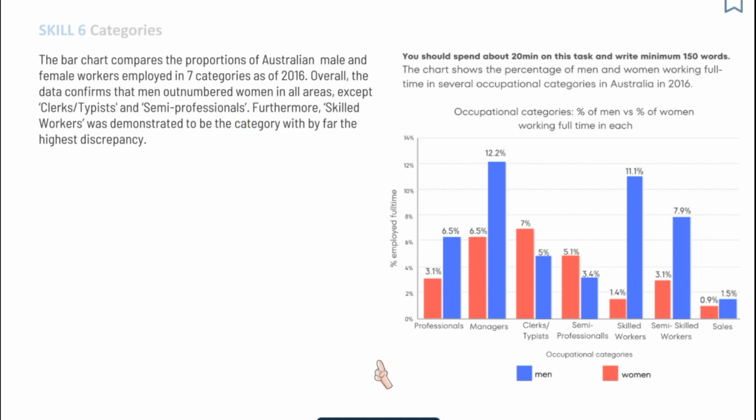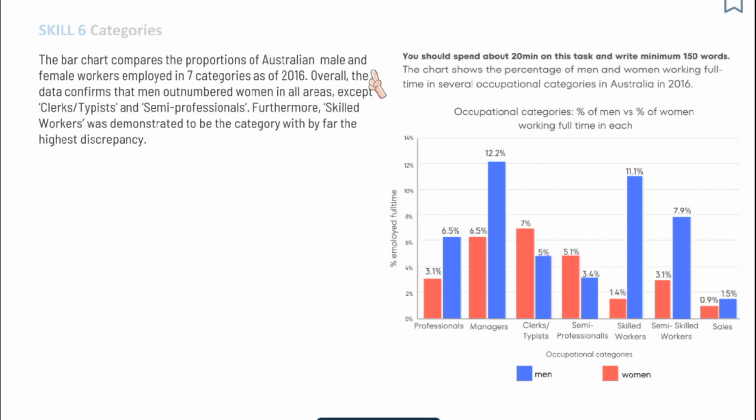What else can we see? I always tell you to pay attention to minimums and maximums, and if we pay attention to this graph, we will see that in this group over here, the skilled workers, the difference between the number of men and women is striking. It's the biggest difference. So this will be the maximum for this graph, and this piece of information will make the second sentence of the overview. Furthermore, skilled workers was demonstrated to be the category with by far the highest discrepancy.